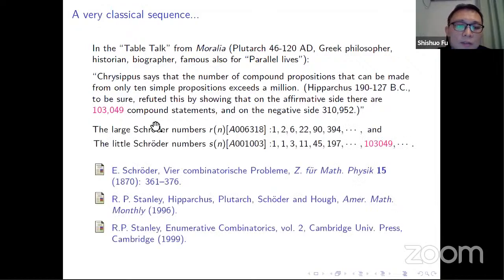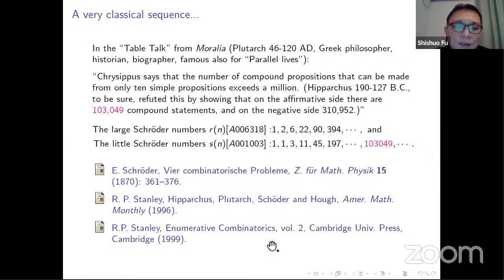Okay. So the number I colored here turns out to be one of the entries, I guess the 10th entry, in the sequence of little Schroeder numbers. Just like the Stirling numbers, where we have first kind and second kind, for Schroeder numbers we also have the so-called large Schroeder numbers and the little Schroeder numbers. If you want to know more about these two sequences, you can refer to the Online Encyclopedia of Integer Sequences. Here is their entry. Aside from the first entry, all the large Schroeder numbers are precisely twice the little Schroeder numbers. So here are some references.